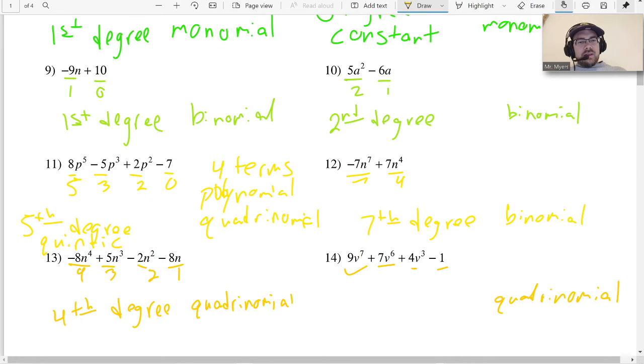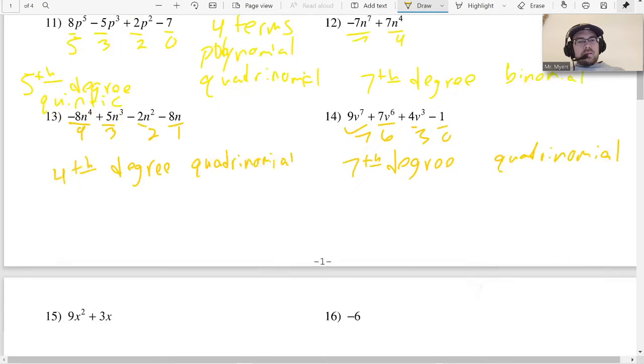And the highest power is 7. 7, 6, 3, 0. Highest power is 7, so it's a 7th degree quadrinomial. Alright, let's move down.